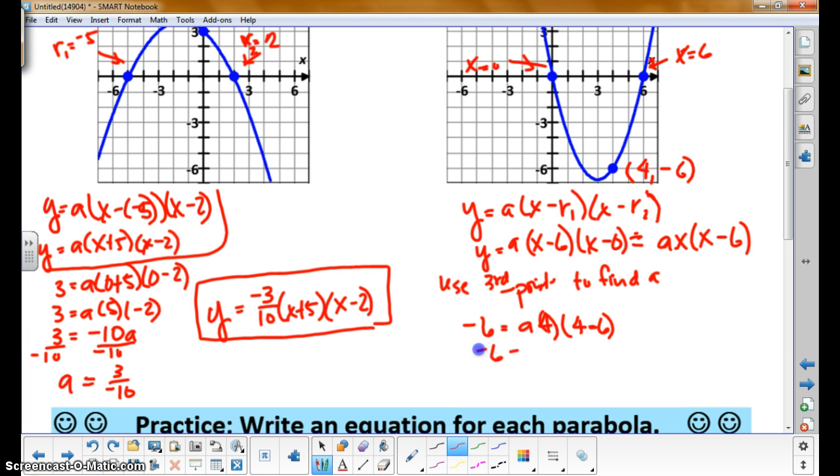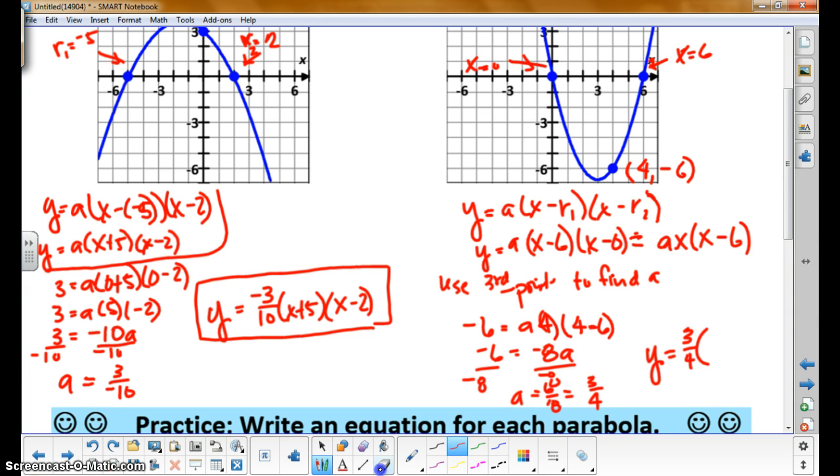So -6 is equal to 4 times -2, which is -8a. Divide both sides by -8, and we have a is equal to 6/8. And if we reduce that, then we have 3/4. So our overall equation is 3/4.